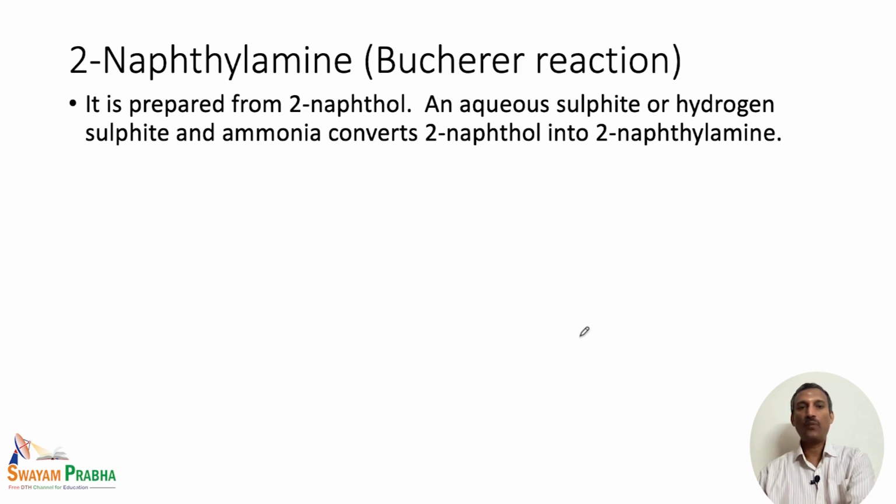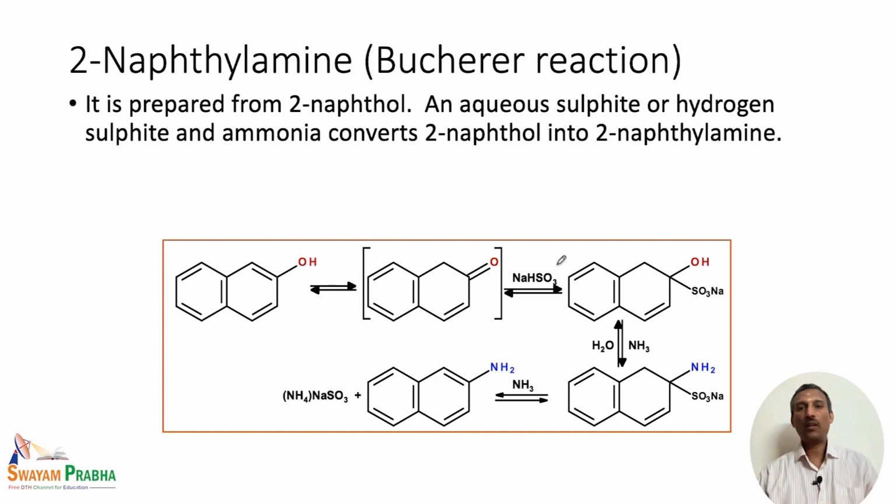And if we look at 2-naphthylamine, we have the Bucherer reaction, which is used for the preparation of 2-amino derivatives. This is starting from the naphthol. The naphthol is treated with aqueous sulfite or hydrogen sulfite solution, and we end up with the corresponding sulfonated derivative. That sulfonated derivative reacts with ammonia to give the corresponding amino sulfonate derivative. So here the hydroxy group is replaced by the amino group.